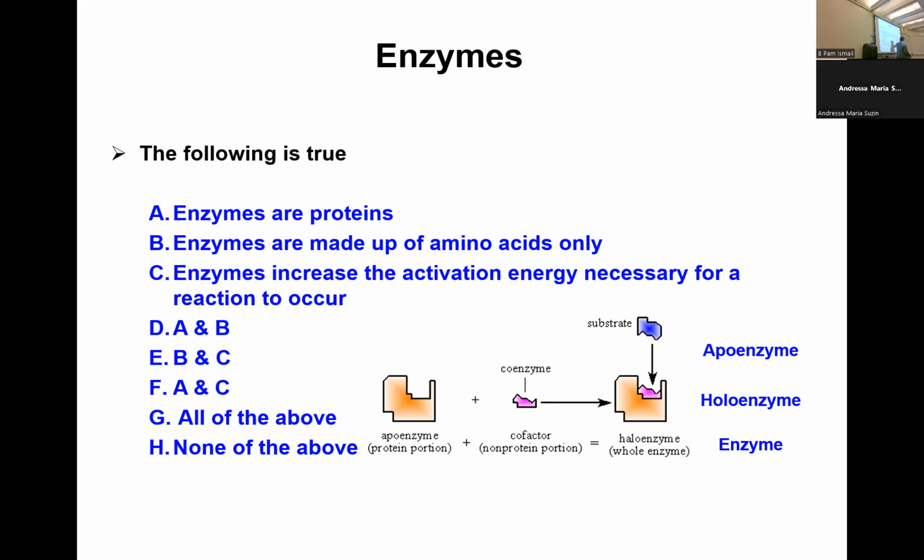These are different names for the enzyme. If you have an apoenzyme, that's your protein portion, and the substrate will not bind to it as such. It needs the coenzyme. When you have the coenzyme, it becomes a holoenzyme, and then the substrate can bind to it. But not all enzymes require a cofactor; some enzymes do.